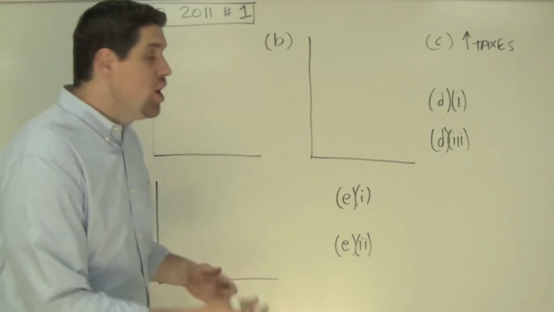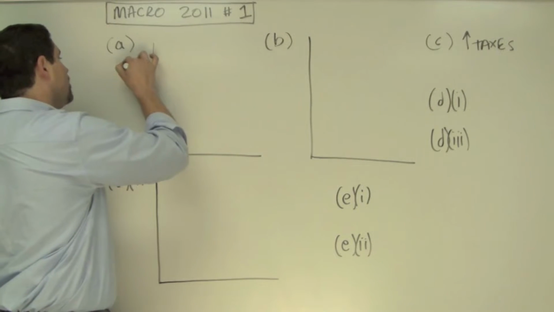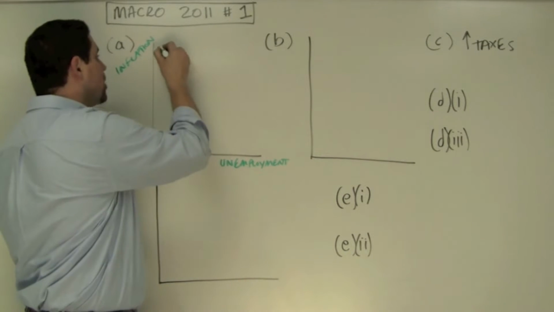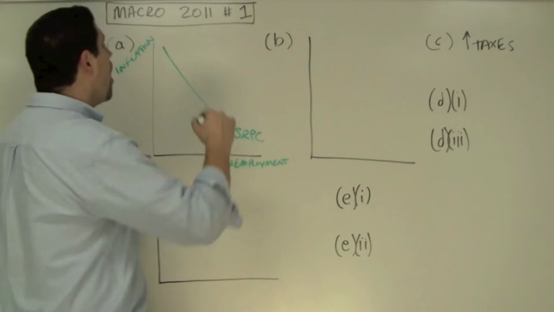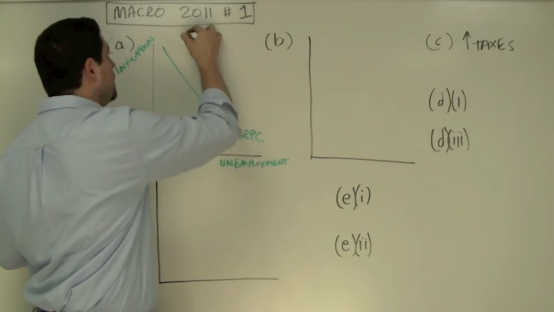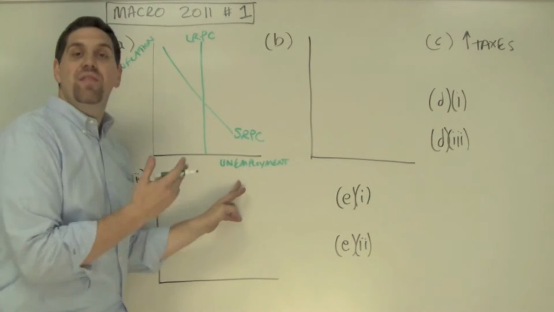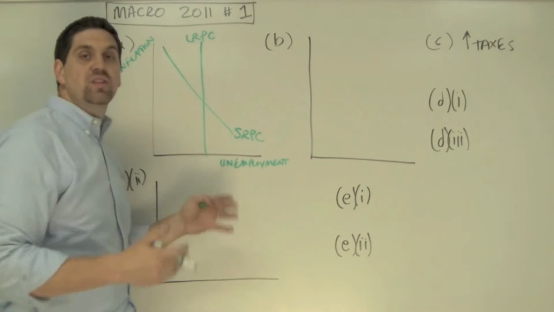So, Phillips curve, we've got inflation over here. Down here we have unemployment. The short run Phillips curve is downward sloping. The long run Phillips curve is a vertical straight line. Remember, this is the idea that there's a trade-off between inflation and unemployment in the short run, but there's no trade-off between those things in the long run.